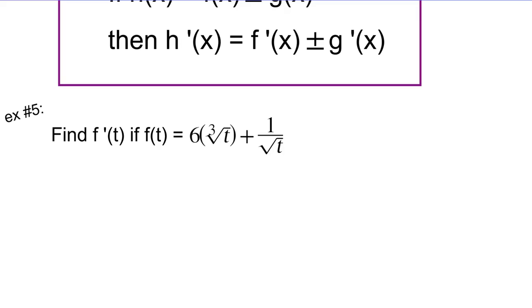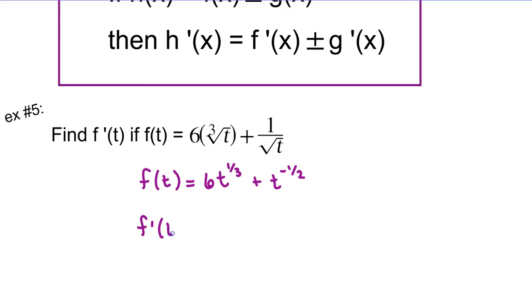So we have a term plus a term, so what we're going to do is take the derivative of the first term and take the derivative of the second term and add those together. But first I'm going to rewrite f of t. Remember that a cube root is a 1/3 power, so we have 6t to the 1/3 power. And remember that a square root is a 1/2 power, but if it's on the bottom we have a negative exponent, so this is t to the negative 1/2 power. So that's just rewriting the function to prepare it for differentiation. Differentiation means finding the derivative.